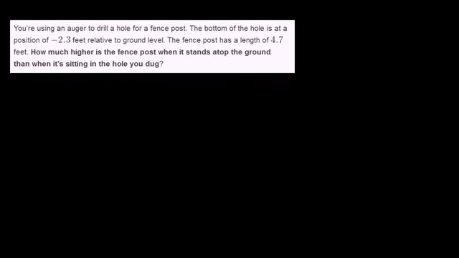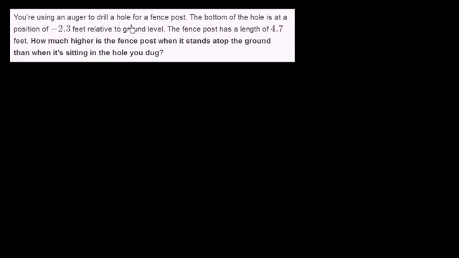Let's do one more. You're using an auger to drill a hole for a fence post. The bottom of the hole is at a position of negative 2.3 relative to ground level. So let's draw the ground. So here's the ground right over here. That's the ground level. And the bottom of my hole, so I drill a hole, and the bottom of the hole is at a position of negative 2.3 feet. So this position right over here is negative 2.3 feet relative to ground level.